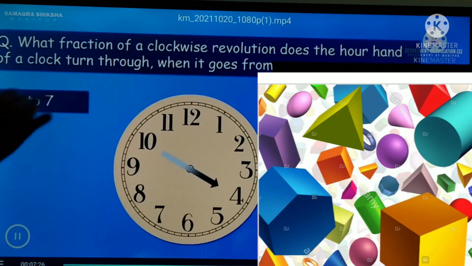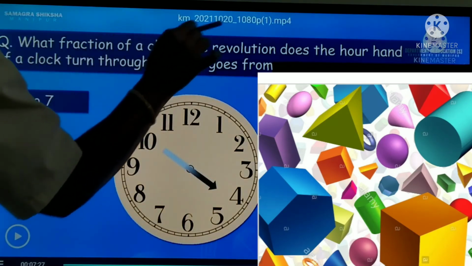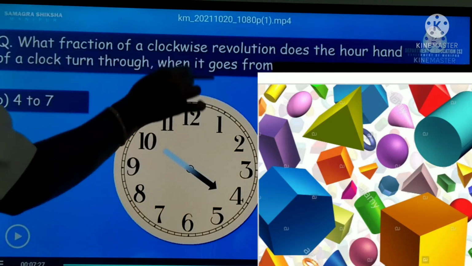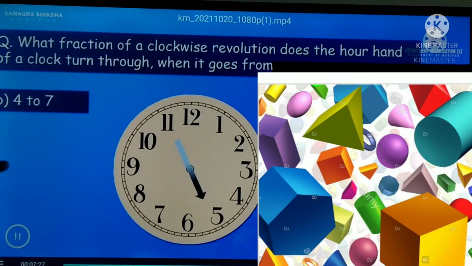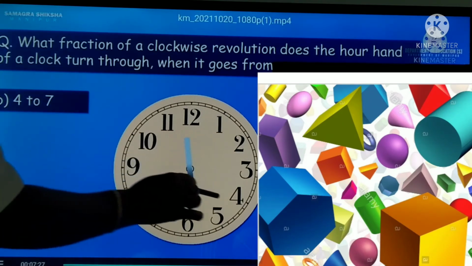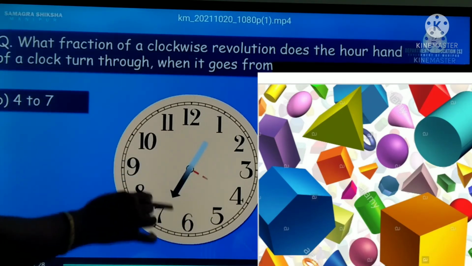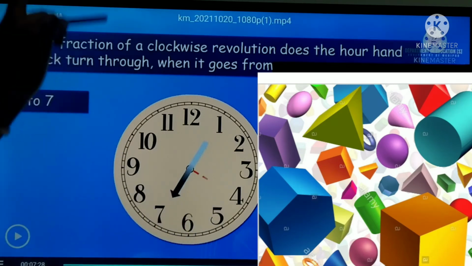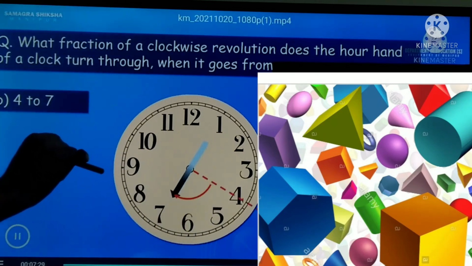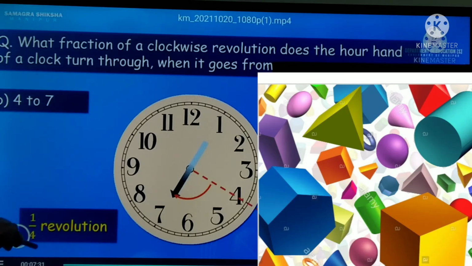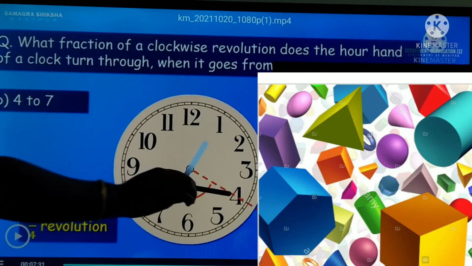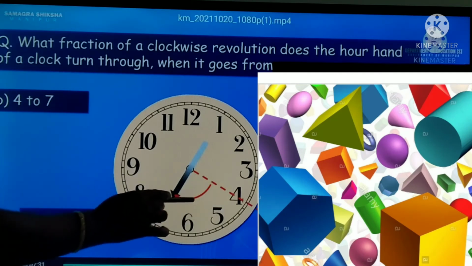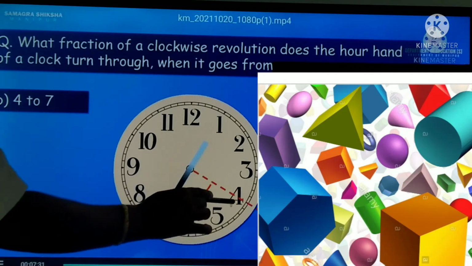See the next one. What fraction of a clockwise revolution does the minute hand of a clock turn through when it goes from 4 to 7? From 4 to 7. It is clockwise again. 1, 2, 3. 3 divisions. 1 by 4. So what is the revolution? It is 1 by 4 of revolution. Understand? 4 to 7. Clear? This is 1 by 4. 90 degree. Okay. 3 divisions. 90 degree.